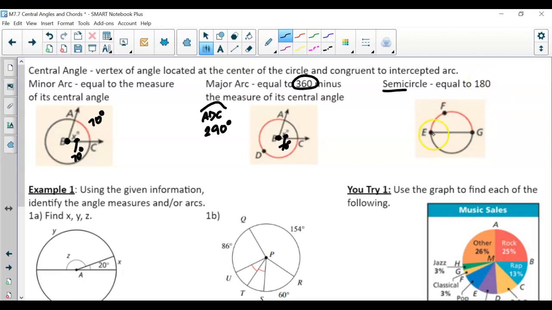So basically, if you notice, what does EG then have to be to create a semicircle? The diameter. So it has to go through the center and cut the circle in half.